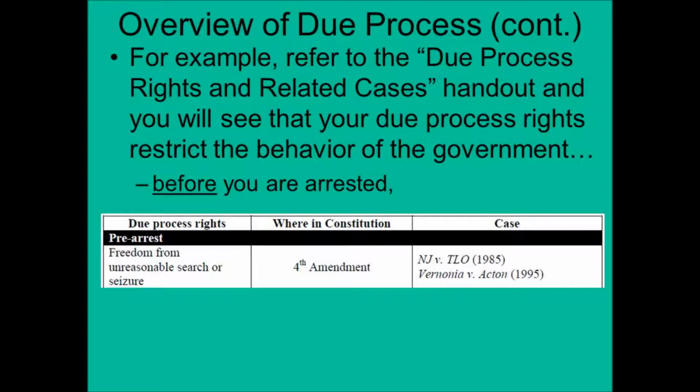For example, if you refer to the due process rights and related cases handouts you've been given, you'll see that your due process rights restrict the behavior of the government even before you are arrested, because in order to arrest you, the government must have something called probable cause. Probable cause based on evidence it has already gathered.